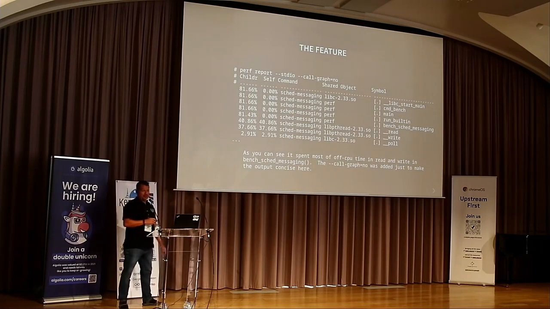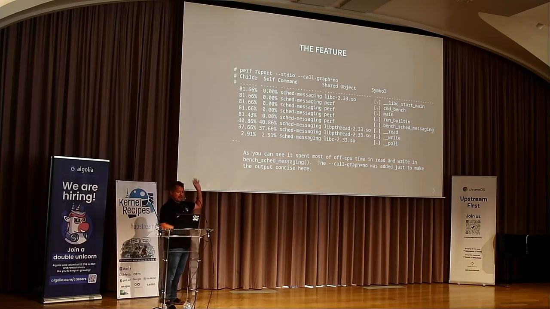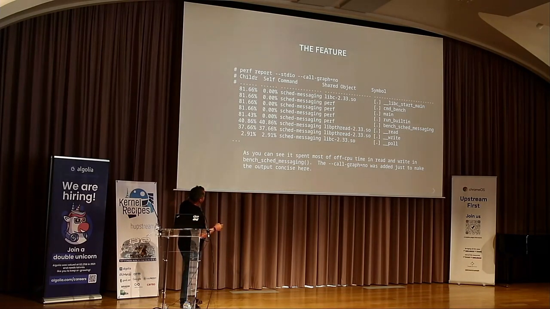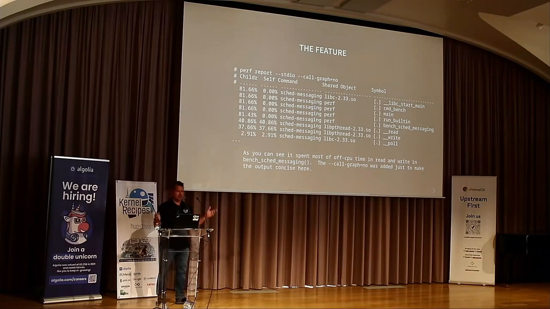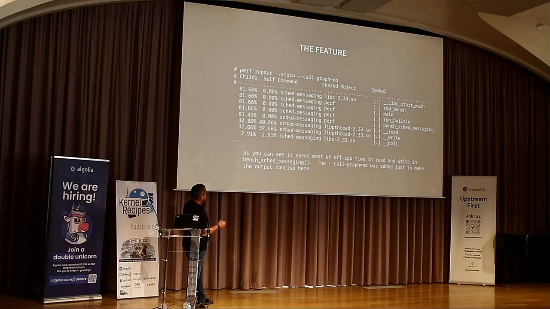The feature that Namhyung implemented is off-CPU profiling. After you run that perf record with the specific parameters, it produces a perf.data file as usual, and then you call this, and then you see that this is when this program, which was a perf bench sched messaging, a synthetic workload to test some messaging scheduler, you see that when it was not running, 2% of the time it was because it was waiting for poll. And 37% was write and 40% was read. And then you see that this is a backtrace, yes?